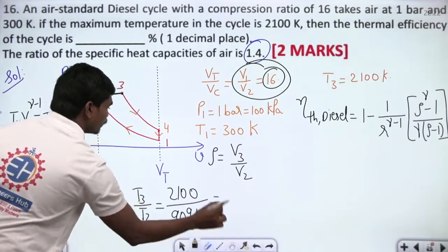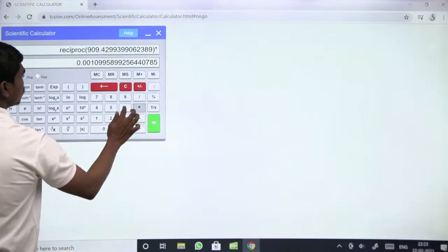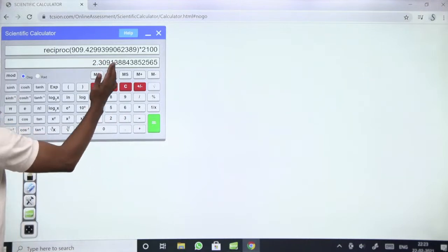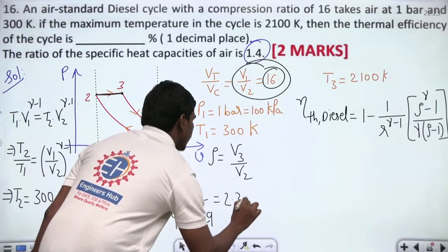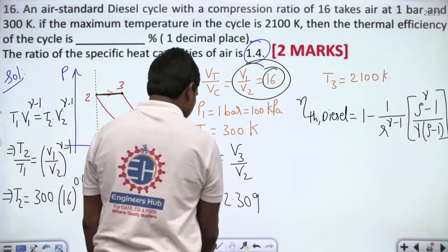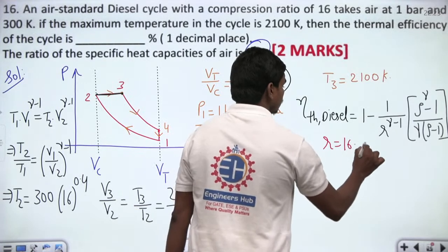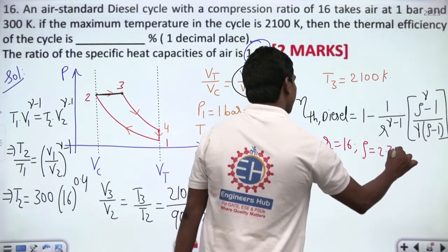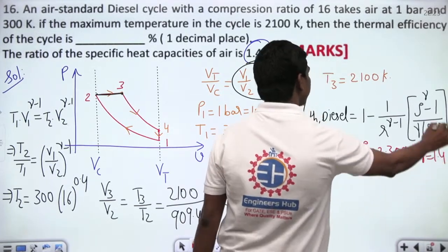Correct? And what is the value of this? 1 by x into 2100. So this is your cutoff ratio, 2.309. So let us take 2.309 as your cutoff ratio. So you have all the data that's needed here. You know what R is, 16. You know what rho is, which is 2.309, and also you know gamma, which is 1.4.